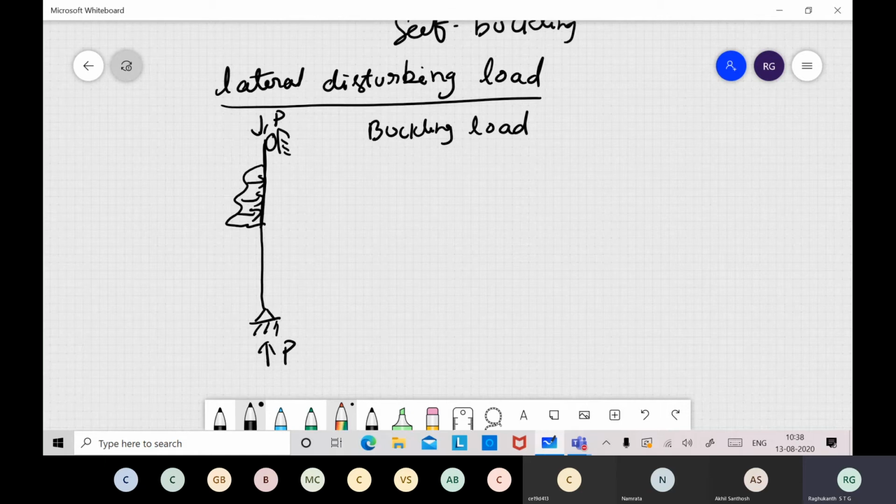As I already told you, our equation of equilibrium remains EI y double dash plus P times y, the bending moment here. If the lateral load was not there, then we write it equal to 0. But because this lateral load is not 0, the problem is that on your right hand side you will be having a bending moment diagram.